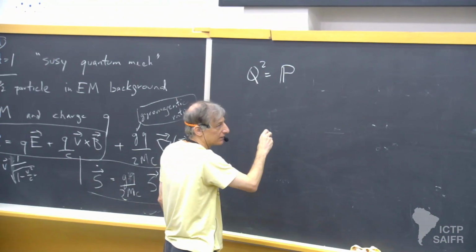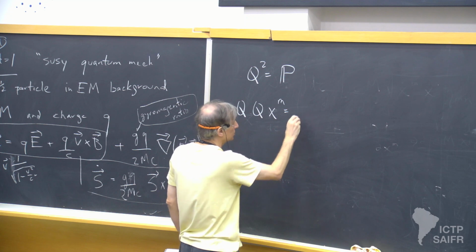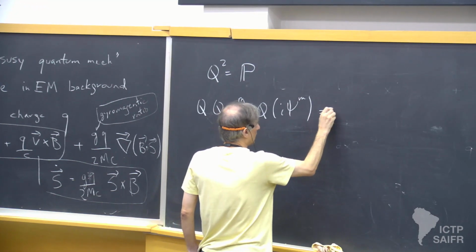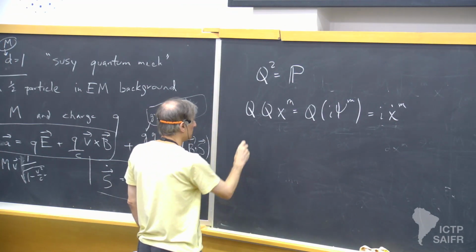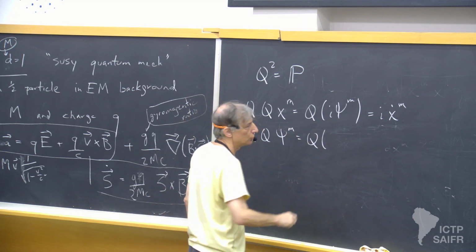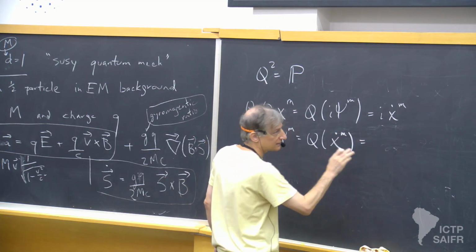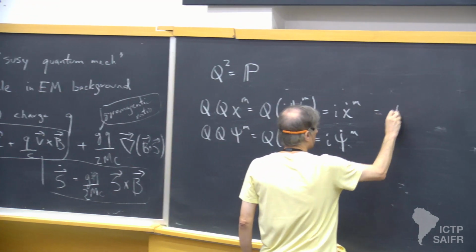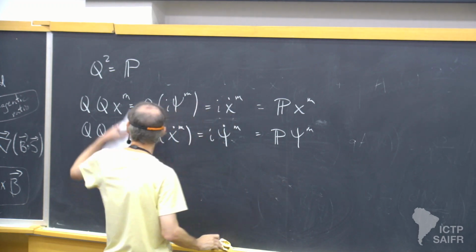So let's take Q squared. So we know what Q of x is, so we just do it twice. So this is equal to Q of i psi m, which is just equal to i of x dot m, right, using those rules. And we can take Q of psi m, which with these rules is just x dot m. We take Q of that and we just get i psi dot m. And we see this is of course equal to P of x m, and this is equal to P of psi m. So we check that Q squared equals P.